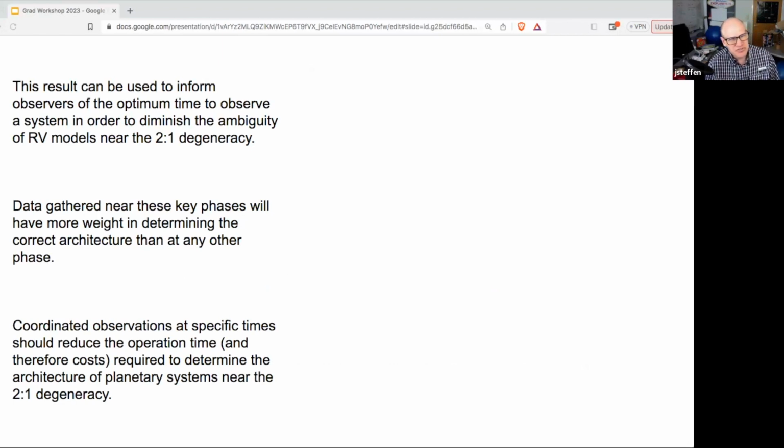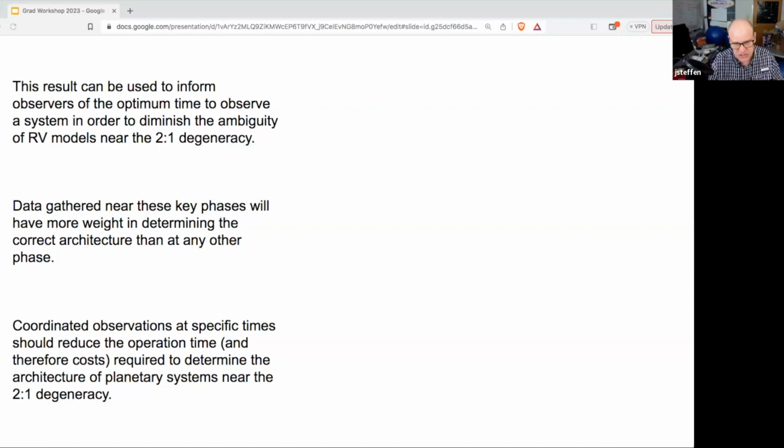So this result can be used to inform observers of the optimum time to observe a system in order to diminish the ambiguity of RV signals near the 2-to-1 degeneracy. Data gathered near these key phases will have more weight in determining the correct architecture than at any other phase. Coordinated observations at specific times should reduce the operation time and therefore costs. Nobody really cares what I'm reading right now because there's still text to go and I still don't understand what this is talking about. So this is the first draft.